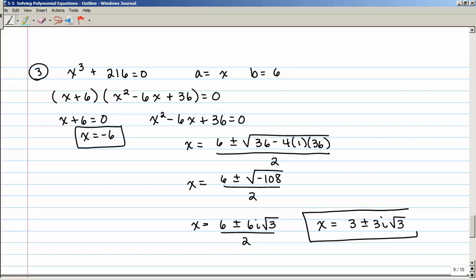So in this case, I have a cubic, so the most number of answers it can have is 3, and it does have 3 answers. However, only one of them is real. The graph of the related function here would cross the x-axis at -6, and here we have 2 complex roots, which means it does not cross the x-axis at those spots.